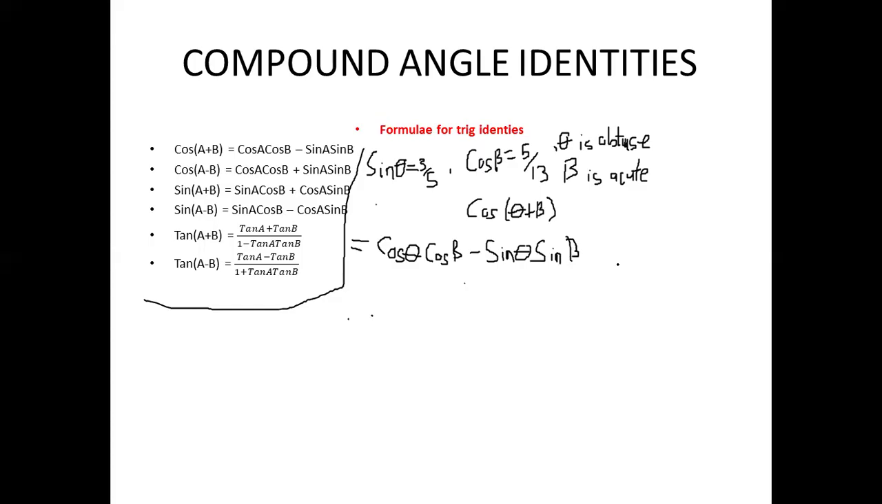But our theta is an obtuse angle. And we know very well that obtuse angles are angles between 90 and 180. So we shall draw our triangle between 90 and 180. Then our sin theta is 3/5. But sin equals opposite over hypotenuse, meaning 3 is our opposite and 5 is our hypotenuse.